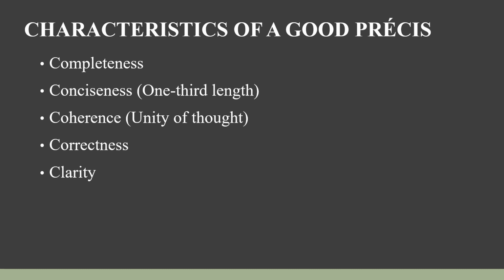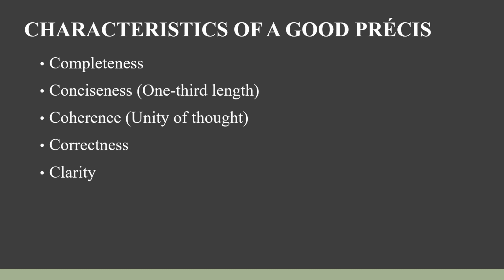On the other hand, the next one is conciseness. Conciseness means that the length of your precis should be one third of the length of the original passage you are summarizing. And the third characteristic of a good precis is coherence. That means unity of thought.